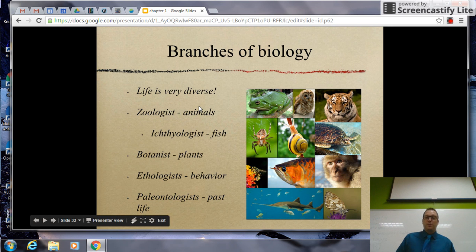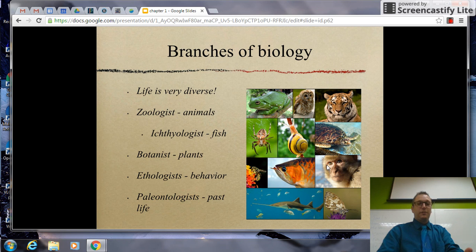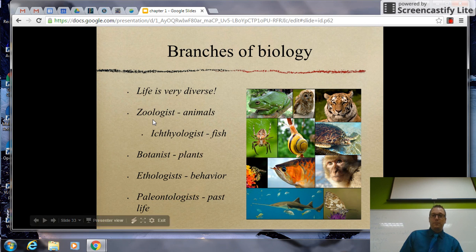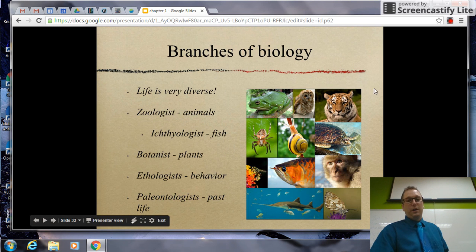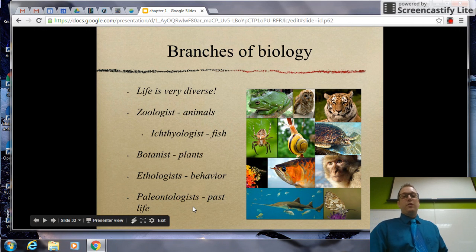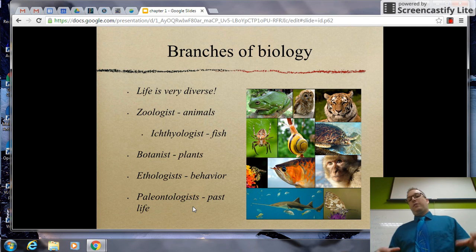And then we have the branches of biology, because biology is very diverse. Notice from this picture, these are all multicellular organisms, so we don't even get into the unicellular, but there's so many different types. Okay? A couple of different ones. Zoologists study animals. Okay? So that would be kind of everything on here. Sadly, I picked all animals. Ichthyologist is a specialization of zoologists that studies just fish. A botanist studies plants. An ethologist studies behavior, and paleontologists study past life. So there's different branches even within biology that study the different parts. Okay, because biology is such a huge topic.